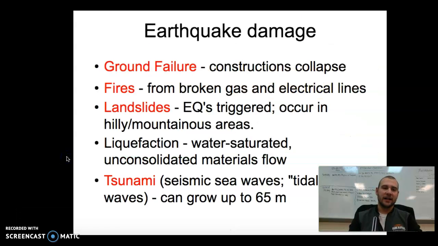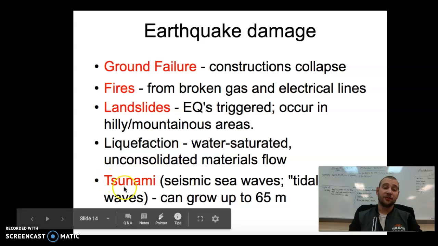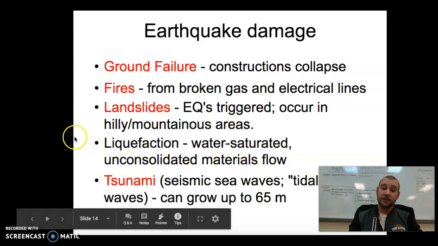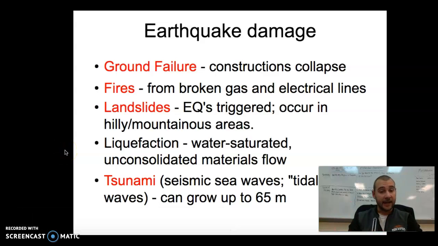Earthquake damage. Here are some examples. You can get ground failure. Obviously, construction collapses with the ground. We get fires underneath the ground. There are gas lines and electrical lines, and those break, so we get a lot of fires through that. Landslides, tsunamis, which can become extremely deadly, and liquefaction, where water-saturated unconsolidated materials flow. All these things could be a result of an earthquake. So the earthquake is the initial thing, and then there are some bad things that can happen afterwards to make it even worse.